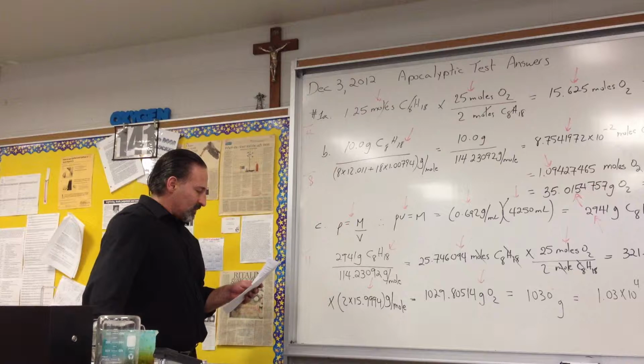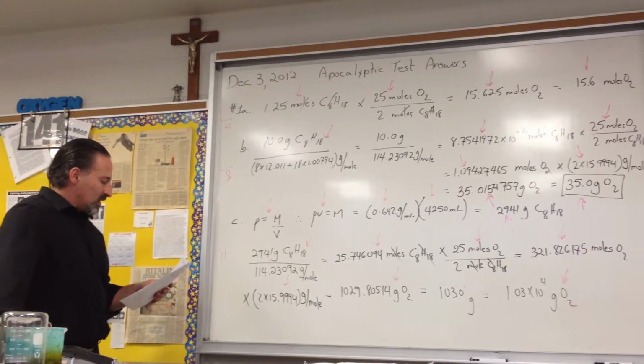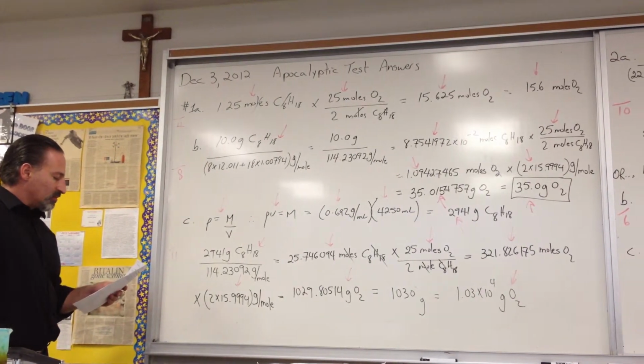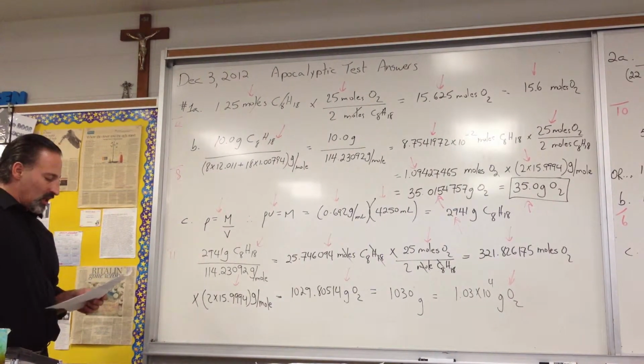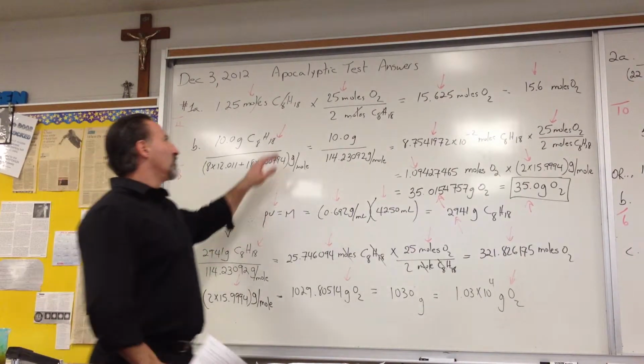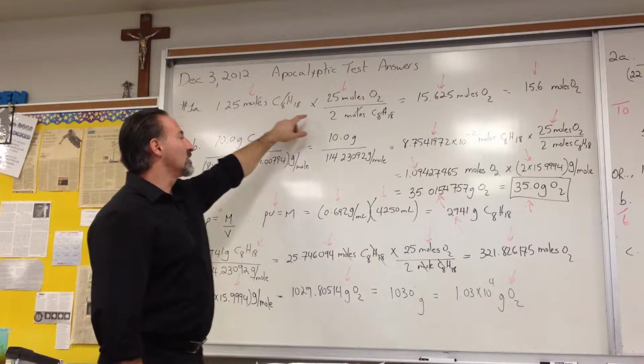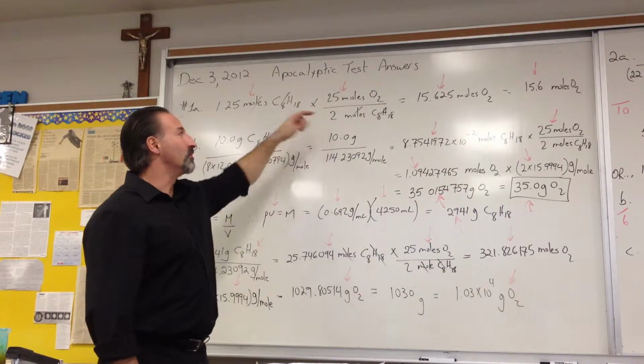The test answers on our combustion, stoichiometry, and limiting reagent test. The first question asks, how many moles of oxygen are needed to burn 1.25 moles of octane? So we start off with the moles of octane. We're given the balanced equation, and in the balanced equation, the stoichiometry is 25 to 2.